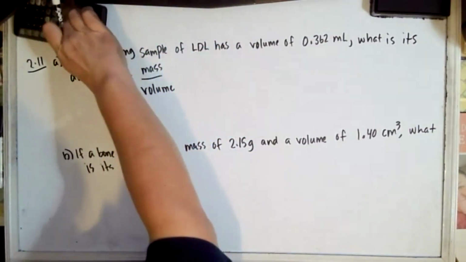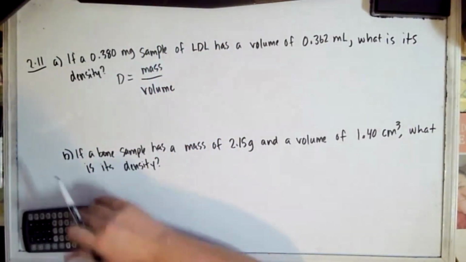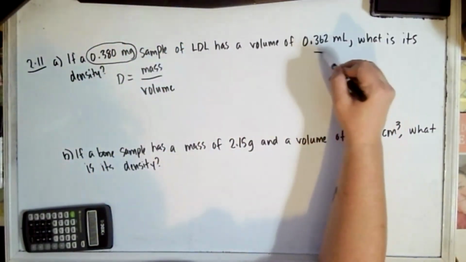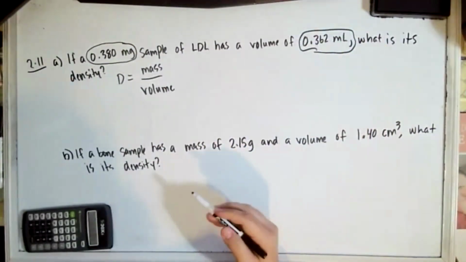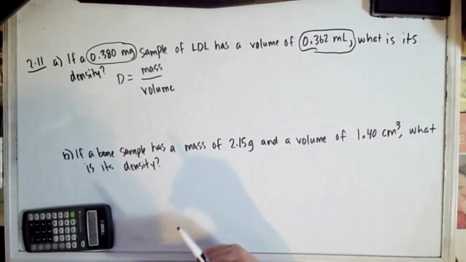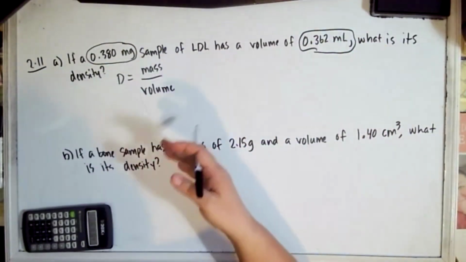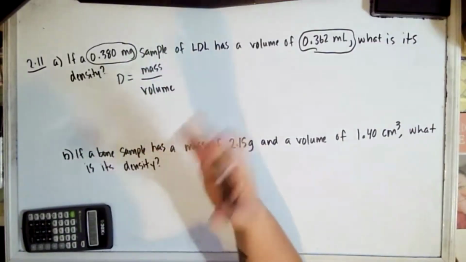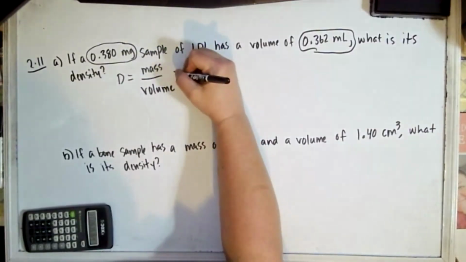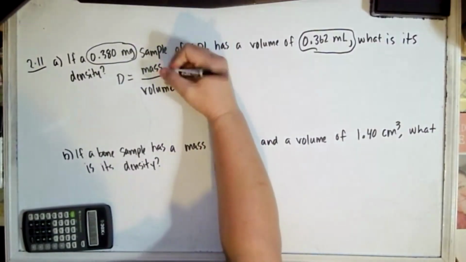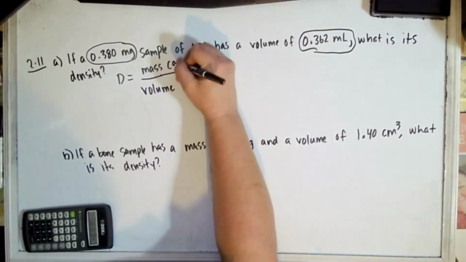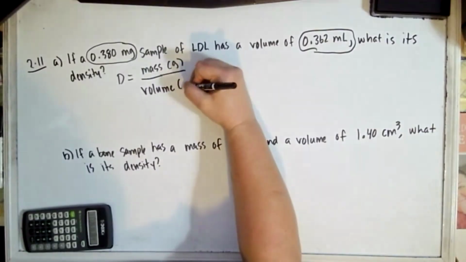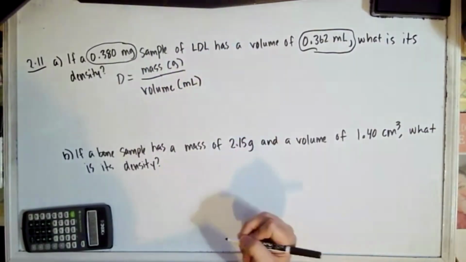Our mass is going to be 0.380 milligrams. Our volume is going to be 0.362 milliliters. You have to pay attention to the units that you're given and the units they ask about in the question. This question specifically asks, if you look in your notes, for the mass to be reported in units of grams, which is usual for a solid or a liquid, and the volume to be reported in milliliters.